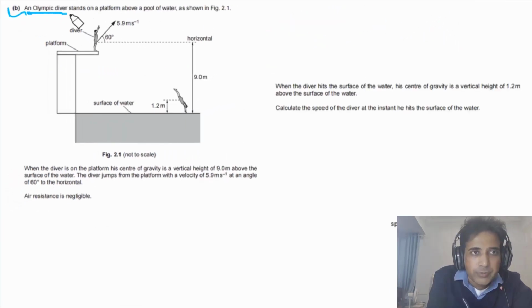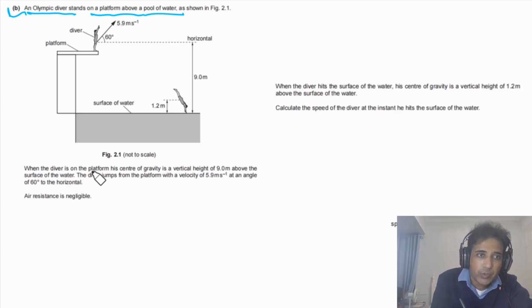Part B says an Olympic diver stands on a platform above a pool of water as shown in figure 2.1. When the diver is on the platform, its center of gravity is at a vertical height of 9.0 meters above the surface of the water.